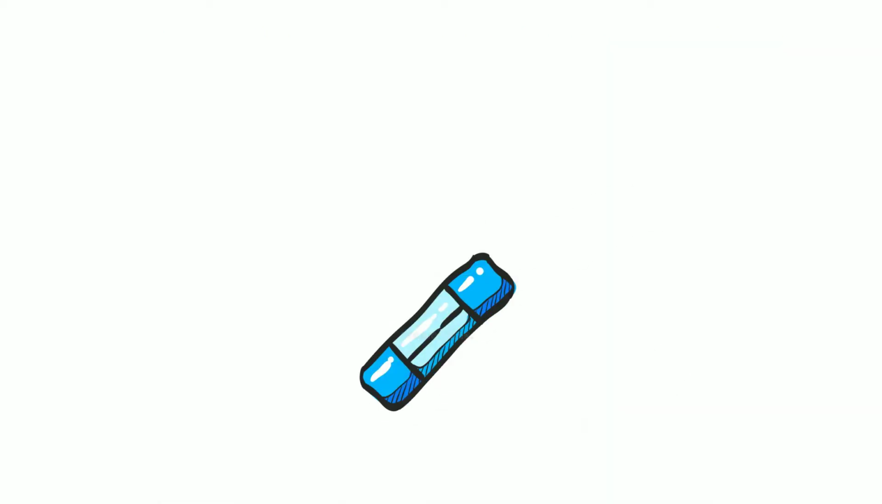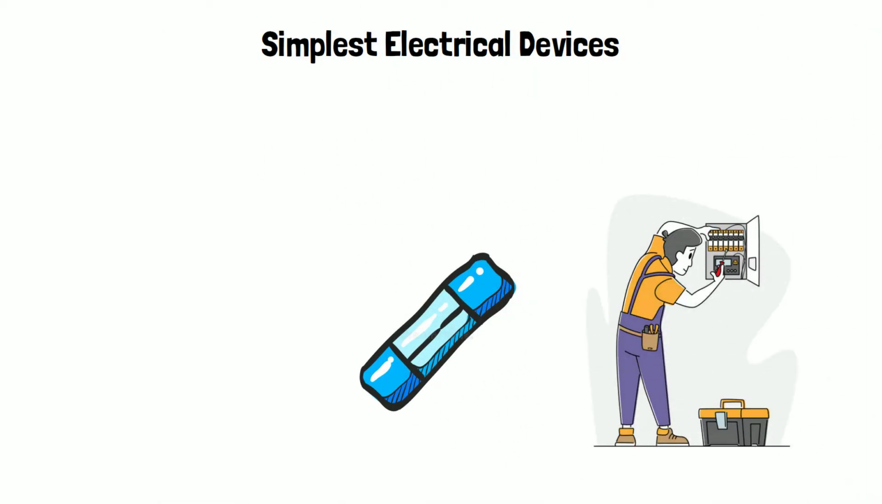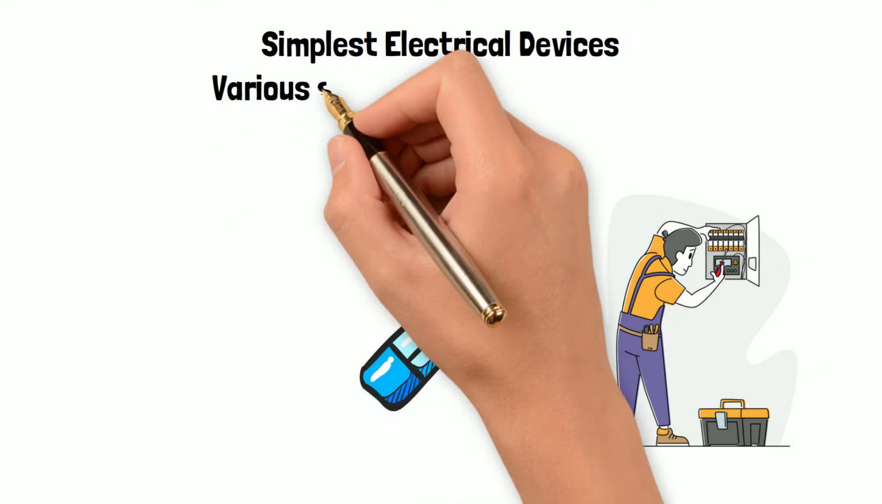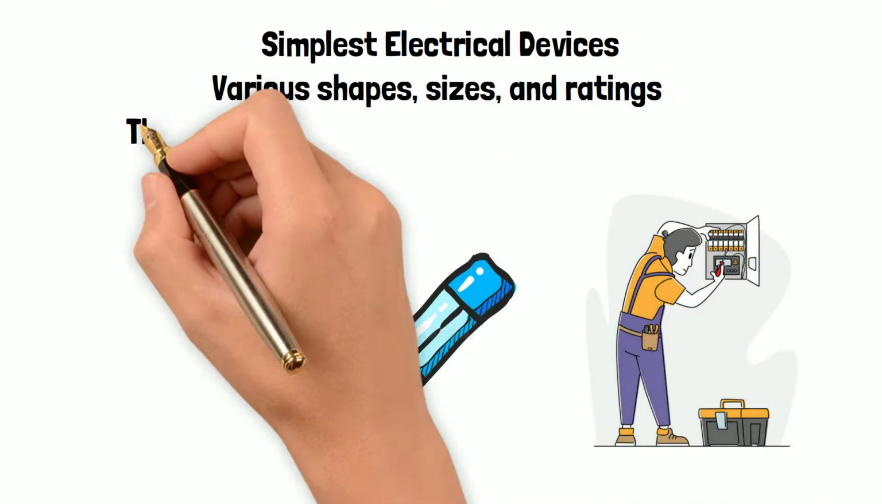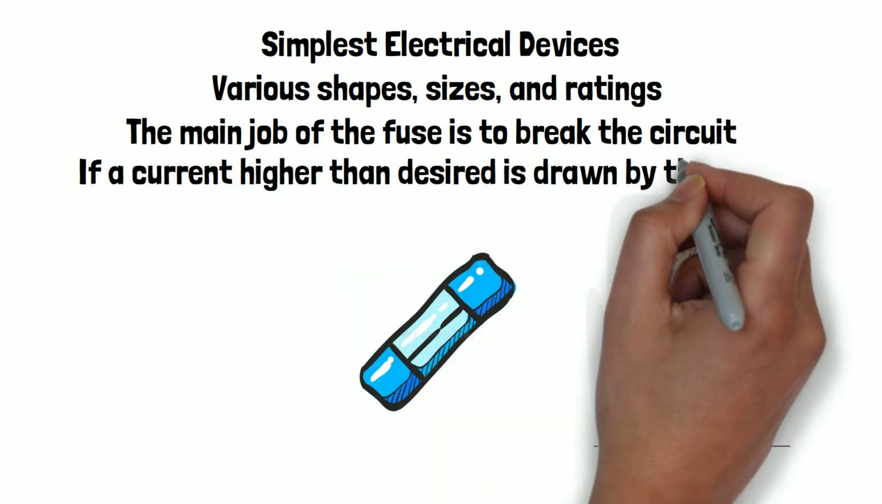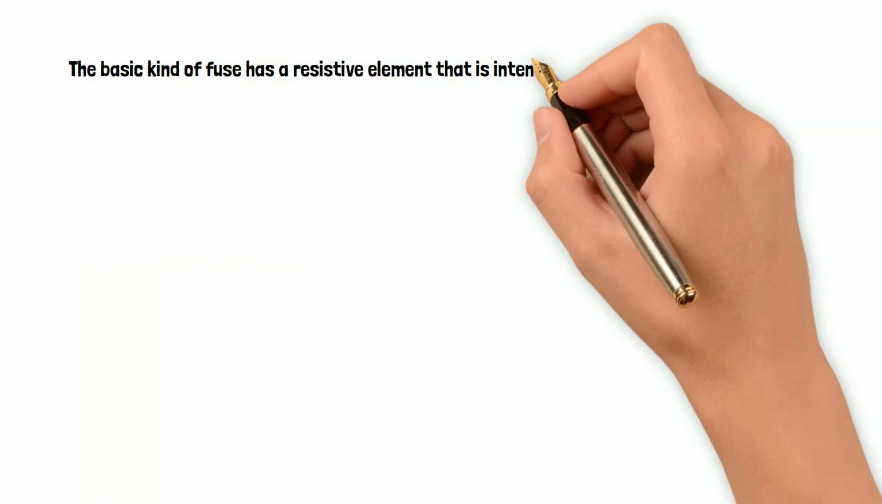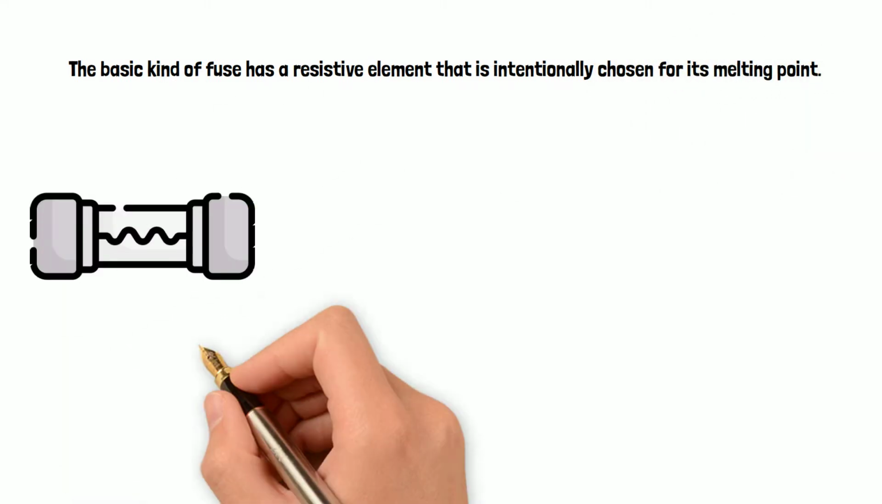Since fuses are the simplest electrical devices, they are found in every circuit in one form or another. They also come in various shapes, sizes, and ratings. However, the main job of the fuse is to break the circuit if a current higher than desired is drawn by the circuit. The basic kind of fuse has a resistive element that is intentionally chosen for its melting point.